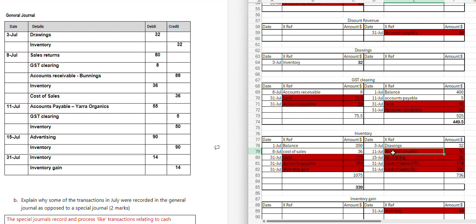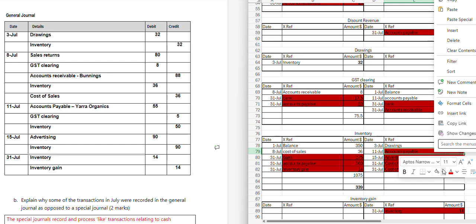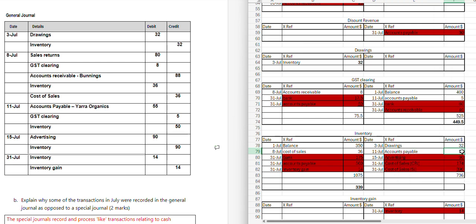And then we've also got a credit entry in our inventory account for the 50. So again, we've got two credits there, 5 and 50, equal that one debit.